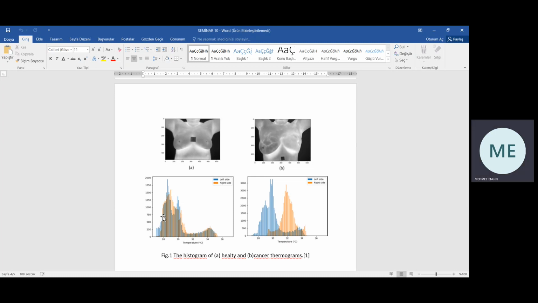Figure A shows an image of a healthy patient, indicating no significant differences in the histograms of both breasts. However, figure B shows an image of a patient with cancer on the left side of the breast. The temperature distribution is asymmetrical and has a different mean temperature compared with that of the normal side.